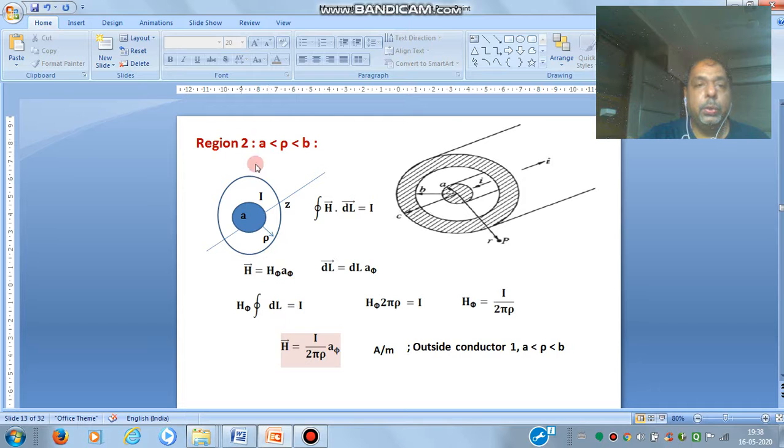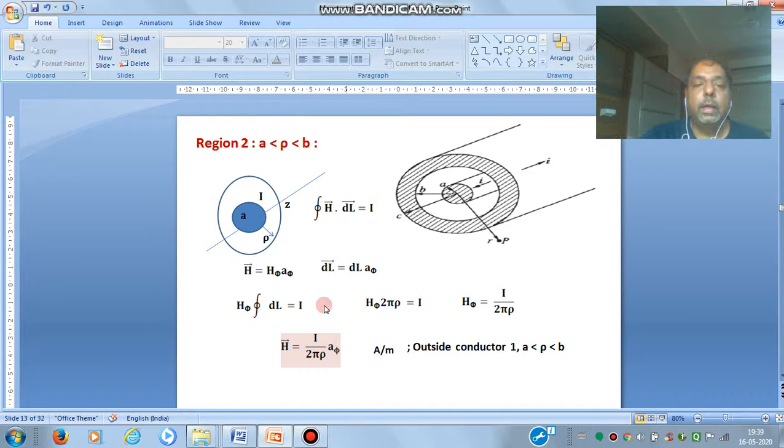Then in region 2, that is outside conductor 1 but inside the second conductor, point P is in between these two conductors. Suppose this is the inner conductor and this is the point where we want to calculate the magnetic field intensity using Ampere's law. So again we take a loop; here, it is enclosing current I. So we write the closed integral of H dot dl is equal to I. Again H is equal to H phi A phi, and dl vector is dl A phi.